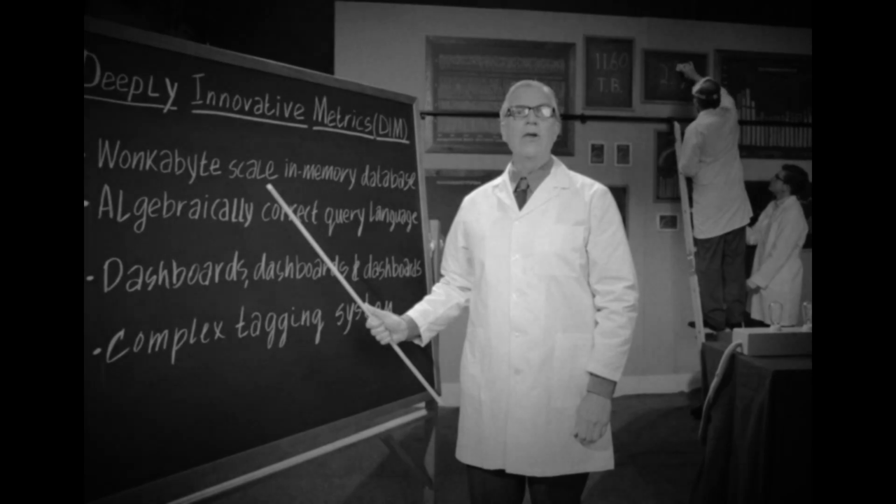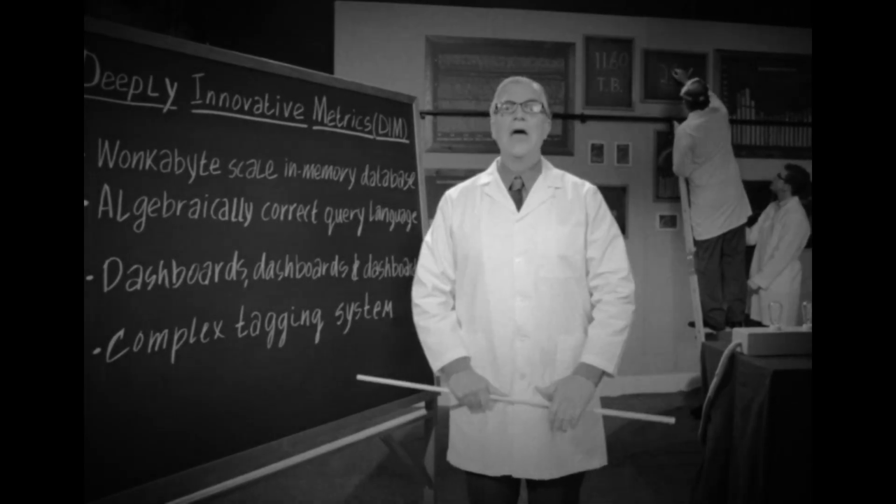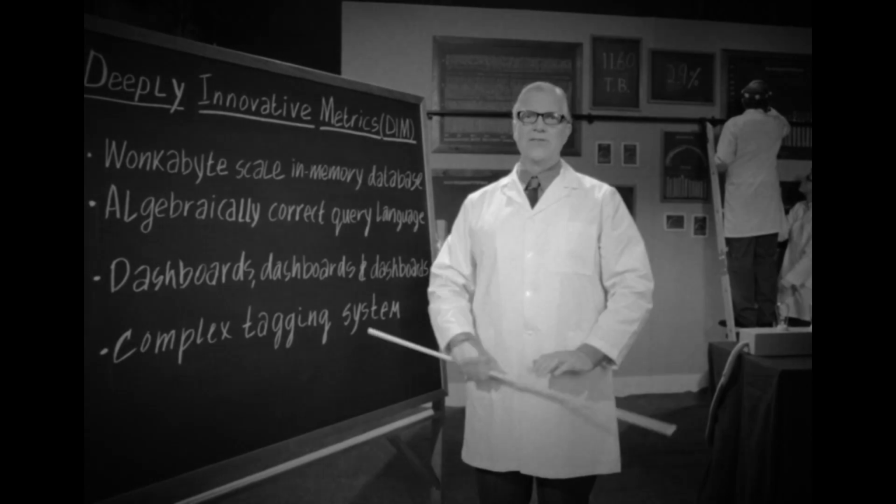First, you'll need a dedicated, wonkabyte scale, in-memory database. You'll need real-time processing, because the FANG companies do, silly. So make sure you have wonkabytes of memory on hand. Remember, it's VC money you're spending, so cost should never be an object.